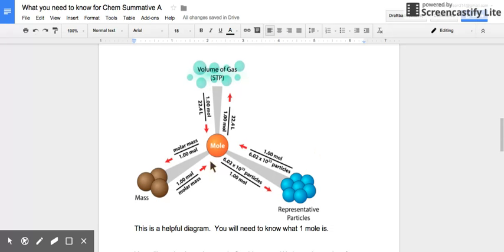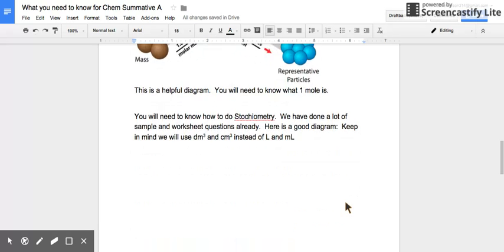This is an interesting diagram I found on the internet, which is helpful. You can see the conversion between mass, volume, and the number of particles, and how these connect to mole. Keep in mind, 1 mole of something equals 6.02 times 10 to the power of 23 particles. So that's what I mean by you need to know what a mole is. 1 mole of something means 6.02 times 10 to the power of 23 of whatever it is you're talking about.